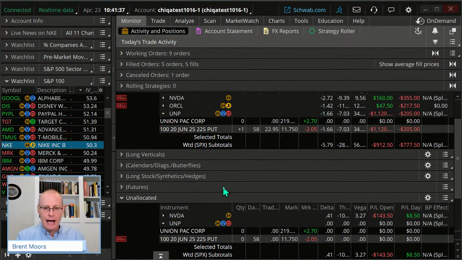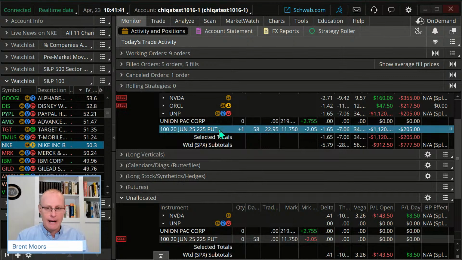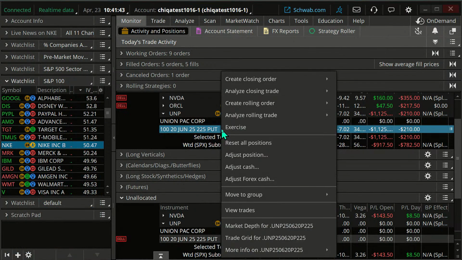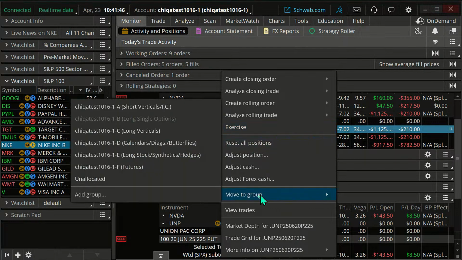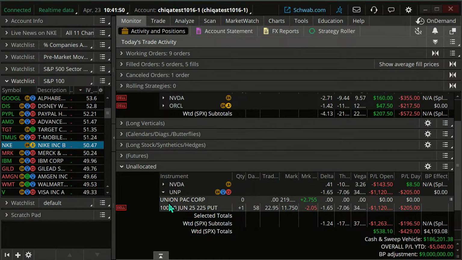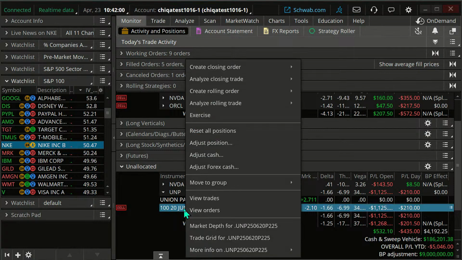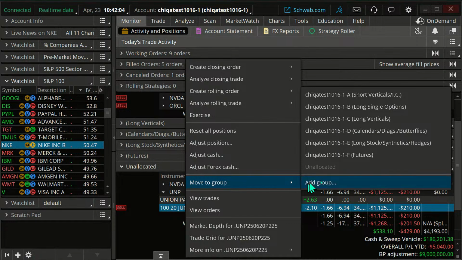How do you fix that? I'm going to unallocate this. I'm going to right click on it, move to group, and go to unallocated. Now these are rejoined. There's a Union Pacific reunion here of my stop order and my actual trade. Now what I can do is move back to my long single options group.